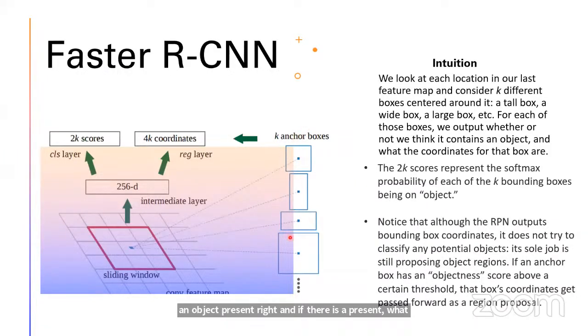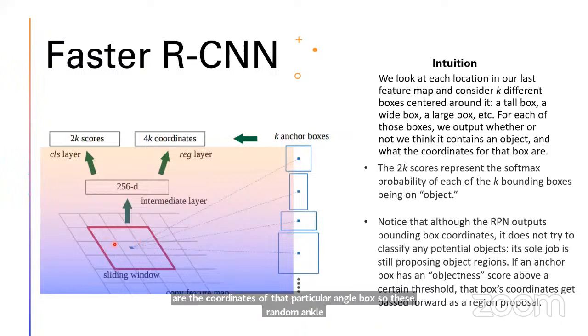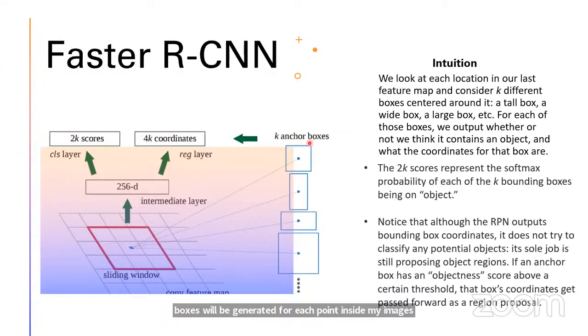So these random anchor boxes will be generated for each point inside my image, and on those anchor boxes, a classifier will be run that will tell me whether an object is present there or not. So basically this is the first stage. We are just telling whether, in this particular region, an object is present or not. We are doing nothing else. So if an object is present, we will take the coordinates of this particular anchor box and pass them to the second stage, right?